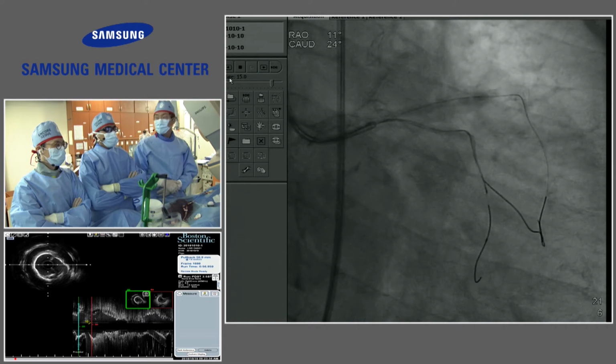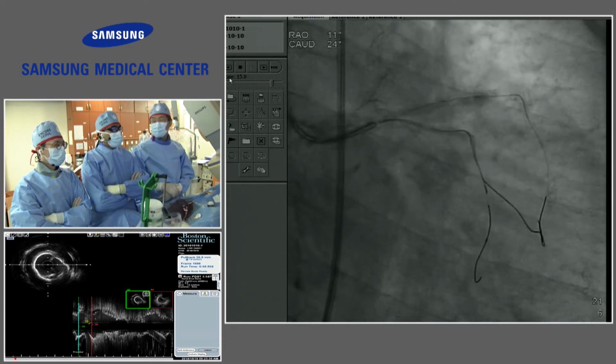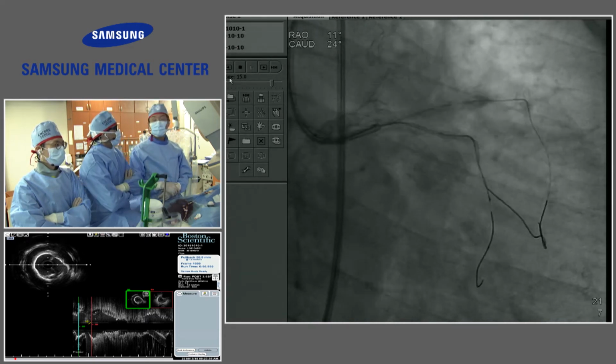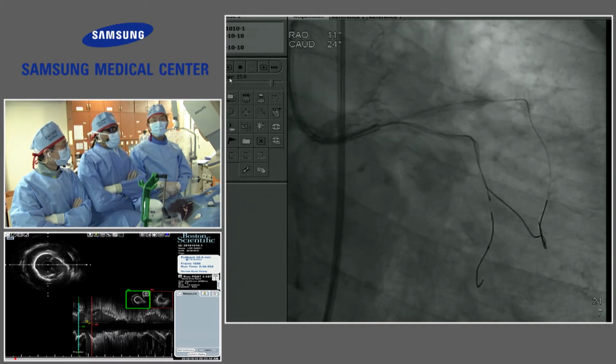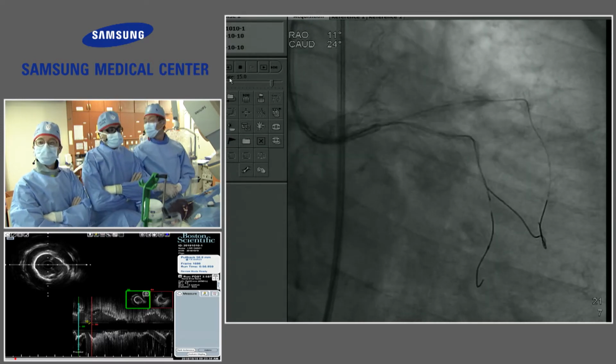So we changed to the Crusade catheter. First we did IVUS on the true lumen wire. IVUS, please.